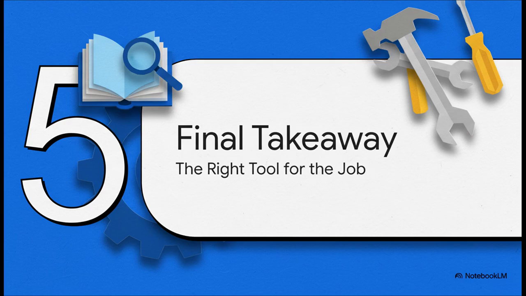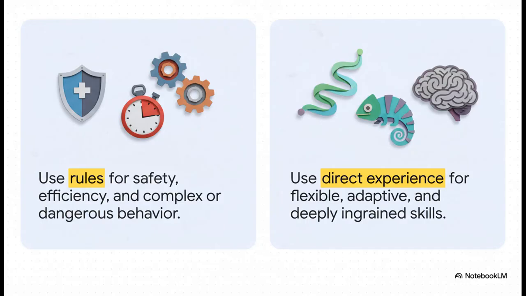So as we wrap up, let's distill this down to the most important takeaway, which is really all about how to apply these ideas in the real world. When should you use which? Well, rules are your best friend when it comes to safety, efficiency, or teaching really complex tasks where trial and error would just be too slow or even dangerous. On the flip side, direct experience, that contingency shaping, is what you want for developing skills that need to be flexible, adaptive, and become second nature.